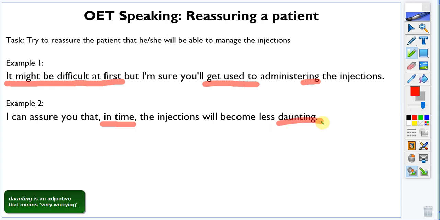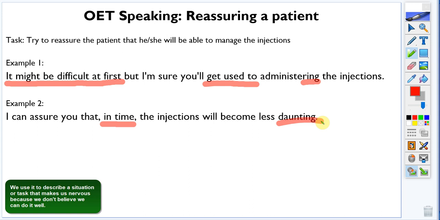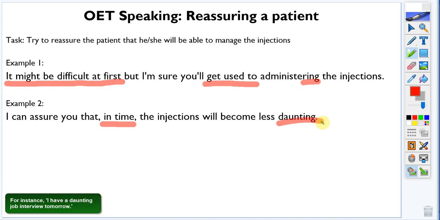Daunting is an adjective that basically means very worrying. We use it to describe a situation or task which makes us nervous because we don't believe we can do it well. For instance, "I have a daunting job interview tomorrow."